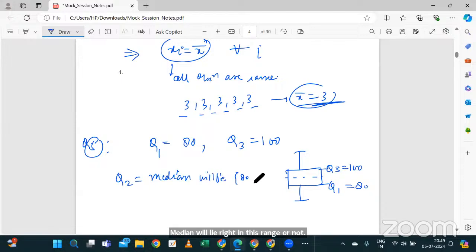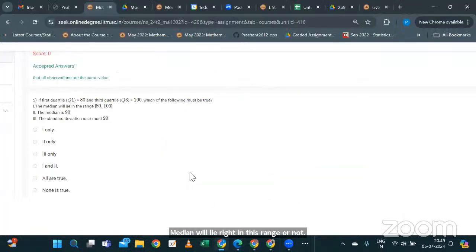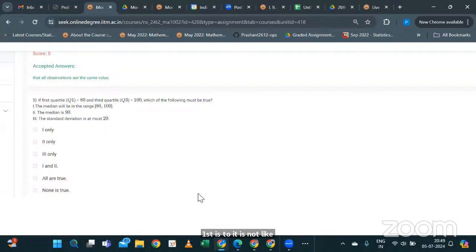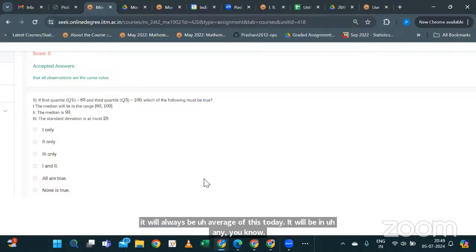Yes, sir. Correct. Now the next option is median is 90. We cannot say the median is 90, because it is not like it will always be the average of these two. It will be in between, but we don't know exactly, correct?